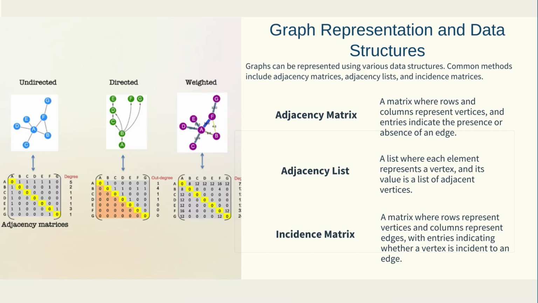Next is adjacency list. A list where each element represents a vertex and contains a list of its adjacent vertices. For weighted graphs, each entry in the list can be a pair. Incidence matrix. It is another way to represent a graph, particularly useful for certain types of graph algorithms and problems. It is a matrix where each row represents a vertex and columns represent edges, with entries indicating whether a vertex is incident to an edge.